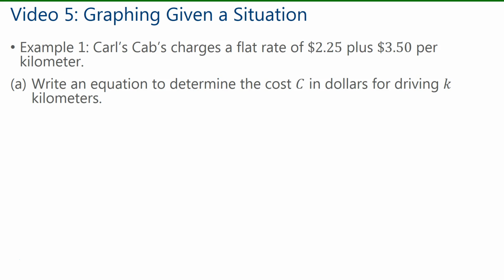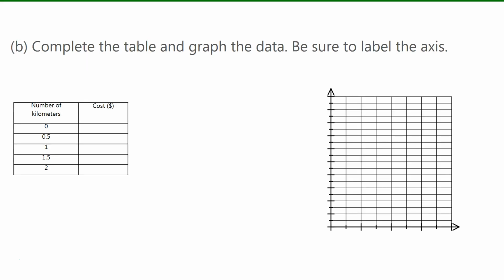It says Carl's Cabs charges a flat rate of $2.25 plus $3.50 per kilometer. Write an equation where C is the total cost in dollars and K is the number of kilometers driven. So we'll say that the total cost, C, is equal to $2.25, the flat rate, plus $3.50K, $3.50 per kilometer. So we'll use that equation to help us fill out this table.